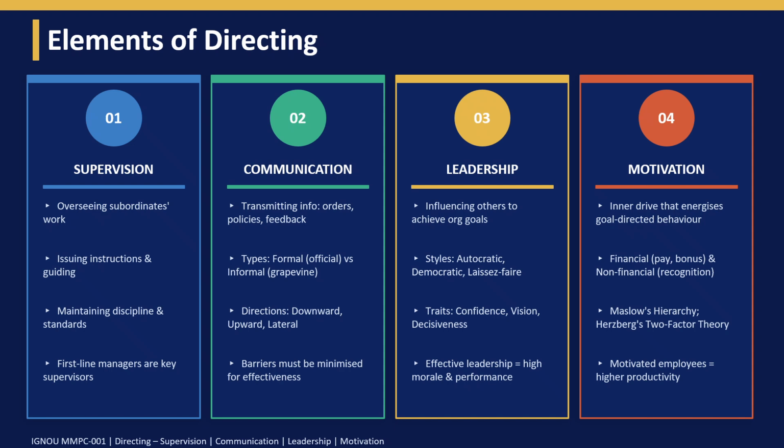Communication can be formal, following the official channels of the organizational hierarchy, or informal, such as the grapevine. It flows in three directions: downward from superior to subordinate, upward from subordinate to superior, and lateral or horizontal between peers. Barriers to communication, such as noise, poor language, emotional bias, or information overload, must be actively identified and minimized to ensure effectiveness.